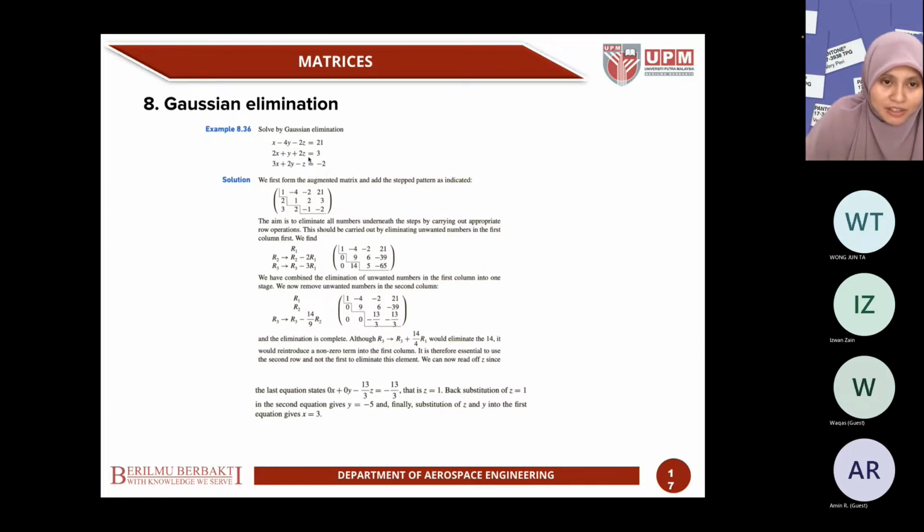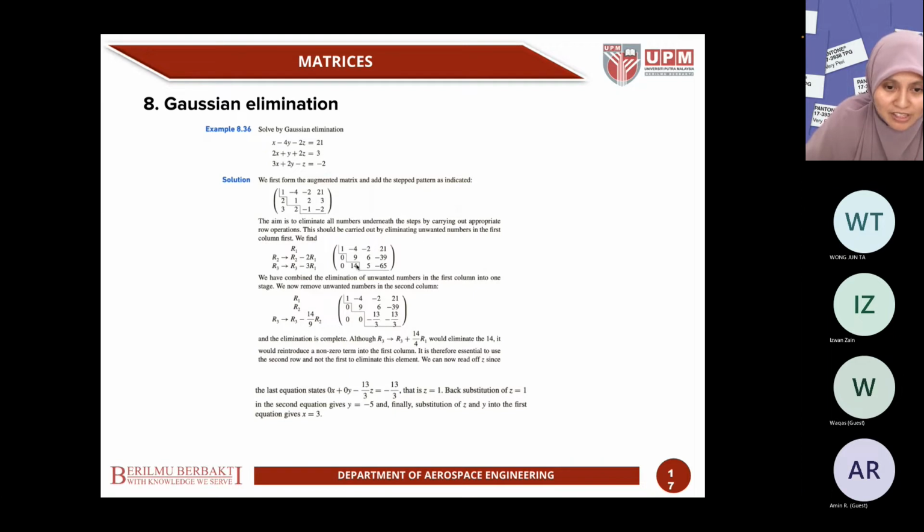Since we have 3 linear equations, we need to remove another unwanted number here. For the second row, it is finished, you already get 0 here. But for the third row, you need to also find 0 here, so that we can easily compute the value of this z. So for the third row, using the same approach.